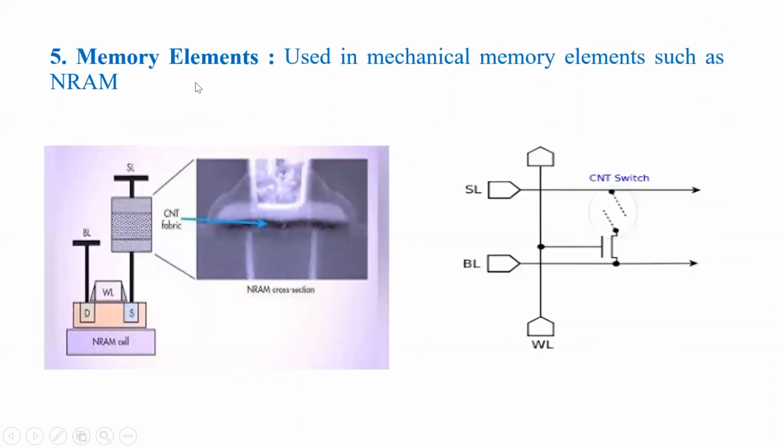And in memory elements, it is used in mechanical memory elements such as NRAM. So here you can see the CNT switch. This is a mechanical memory element where we use a CNT switch. It will store data. Now here this is a CNT fabric, that is the NRAM cross section. You can see this is an SEM image. We'll see more about NRAM in another lecture. But note that this is one important application of carbon nanotube.